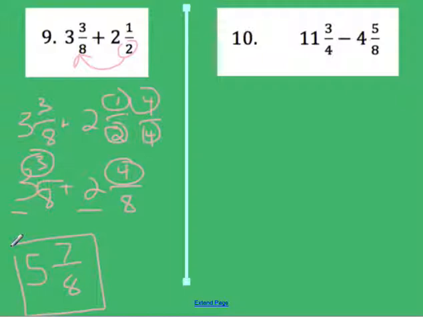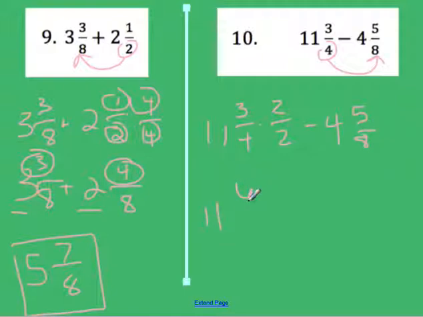Taking a look at number 10, what we want to do is make this number match that number. What's the smallest number 4 and 8 both multiply to? Well, that's going to be 8. So I'm going to ask myself, what do I need to multiply 4 by to get to 8? So I have 11 and 3/4. Well, I need to multiply 4 by 2 to get to 8. So I'm going to multiply by 2 over 2. Minus 4 and 5/8. Now when I multiply the fraction, I'll multiply across.